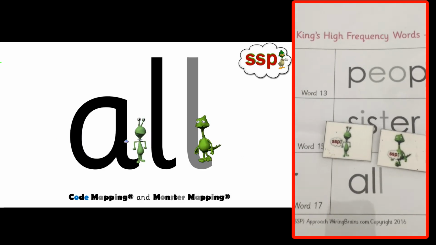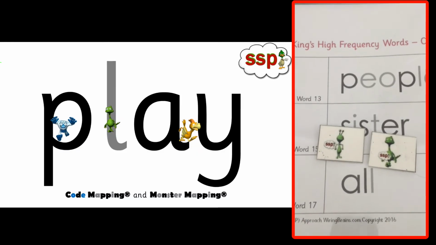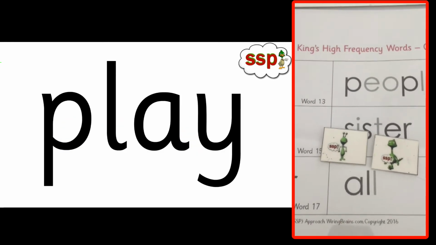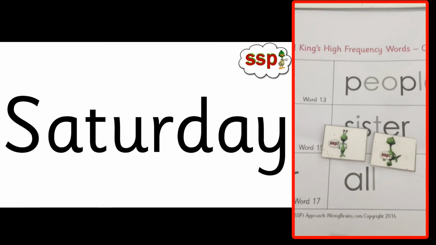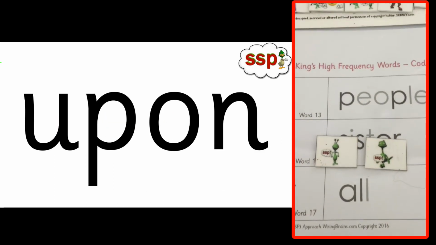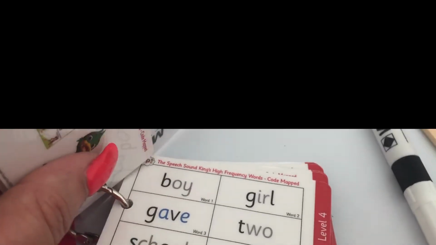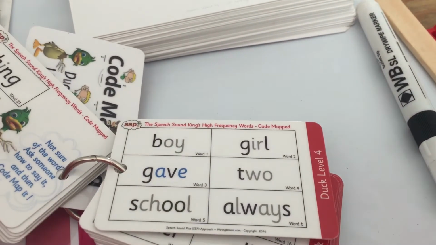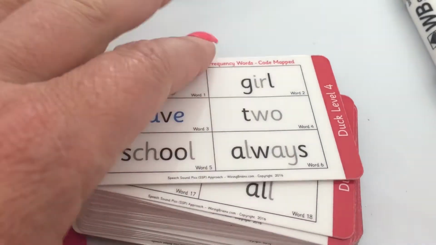And then all they need is phonemic awareness to blend, which we absolutely are obsessed with within the Speech Sound Pics approach. Phonemic awareness is key. So code mapping, monster mapping, just brilliant for brains. So letters don't represent anything until they're in a word. So think about the word always.